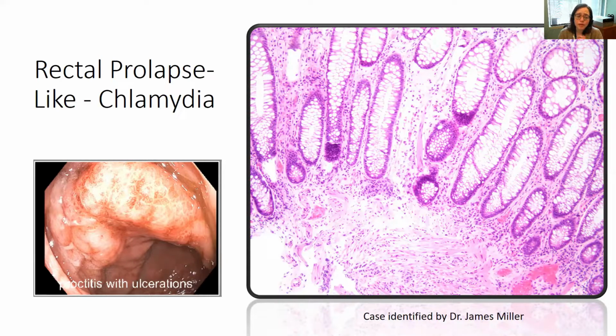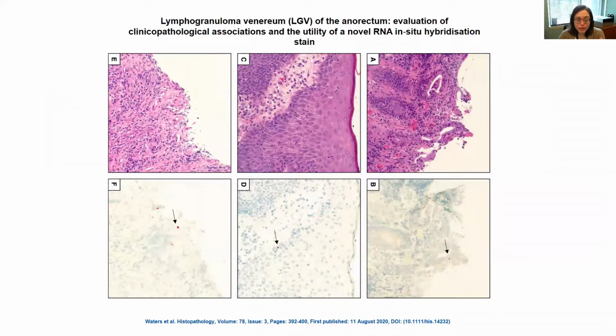And this is a case of chlamydia that showed a little bit of inflammation, not a whole lot, mainly histiocytic, but showed these very nice prolapse type changes. And we have seen that in a couple of cases associated with chlamydia. And this is the corresponding endoscopy, which showed this proctitis with ulcerated areas. And now in the past, we didn't have an immunostain like in syphilis to identify chlamydia, but now my colleague, Dr. Kevin Waters at Cedars-Sinai has reported on an RNA in situ hybridization stain that is now available for the identification of chlamydia. And that's a really nice recent development.